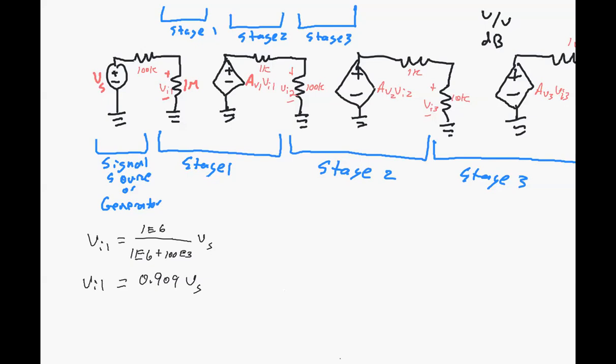And then we can look at each stage. So for stage 1, I won't maybe go through such detail on each stage, but for stage 1, Vin is equal to VI1.